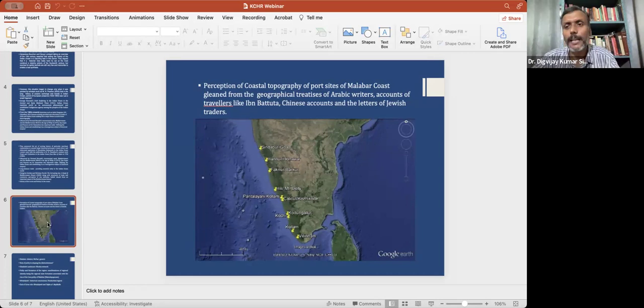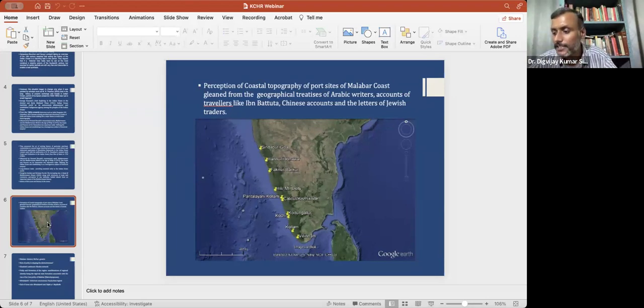What is the landscape like? What is the distance between this port and the next port of Malabar? Who are the rulers like? What kind of people are settled at this port site? And of course, naturally, the description would be rich in terms of spices, what sort of pepper and other spices are available as items which could be procured from these particular port sites.